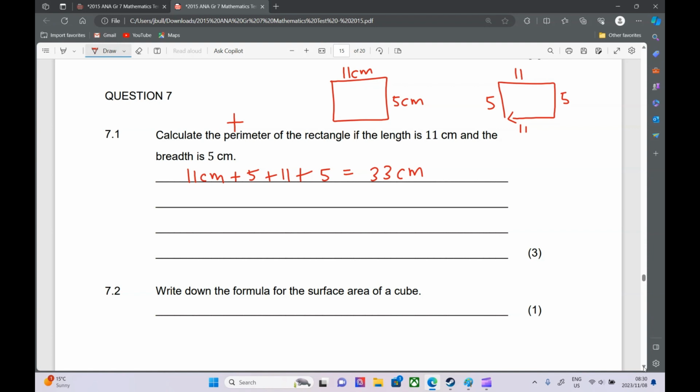Write down the formula for the surface area of a cube. If you have a cube, which you'll have to do with my very bad drawing, you work out the area of one of the sides, and then you're going to times that by 6 because you want all 6 sides. The area of one side of a cube would just be length times breadth, or length times width. You do that for one of the sides, and then times it by 6 because you have 6 sides.